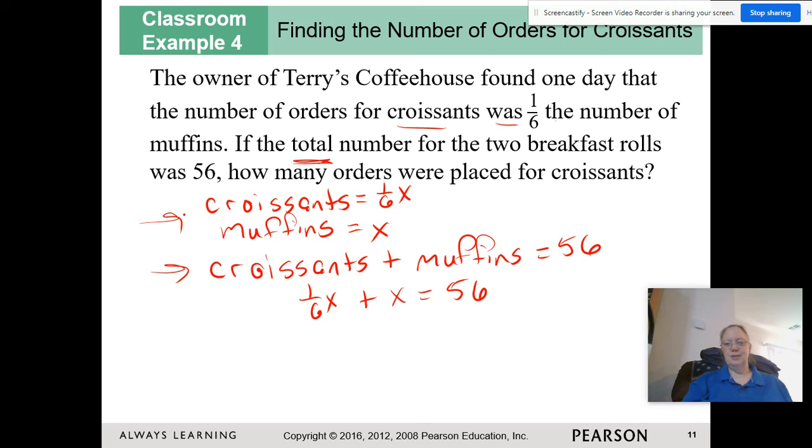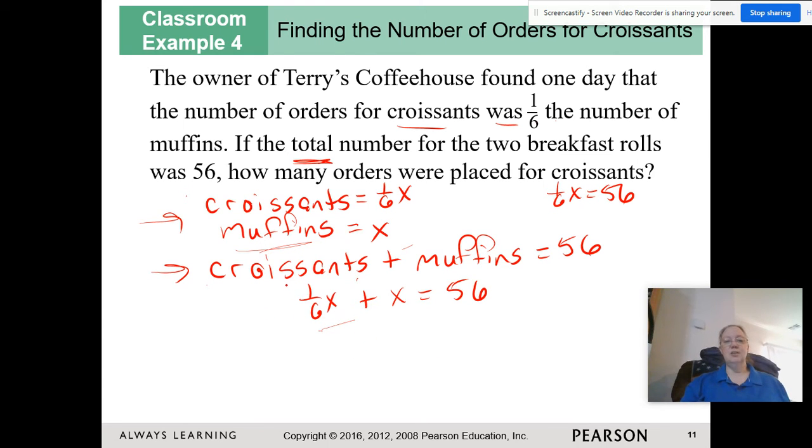When students skip these 2 steps, they give me this equation every time. Every time they forget our X, whatever that one was. They always forget it every single time. I don't know why, but they always do. So if you write out the word croissants and replace it with what croissants are, and write out the word muffins and replace it with what the muffins were, you'll be a lot more likely to get the correct answer. Do not skip these 2 steps.